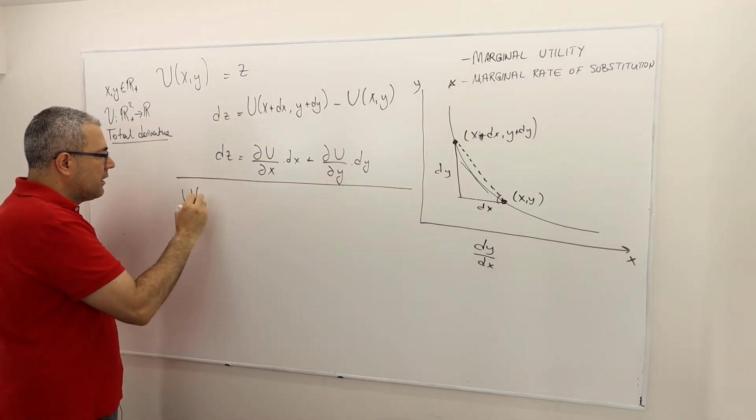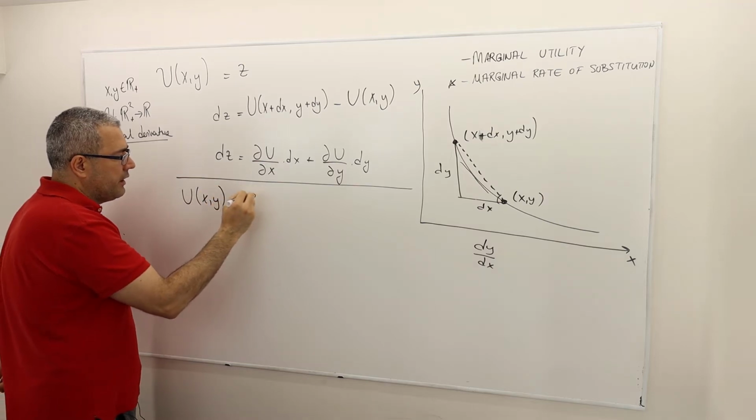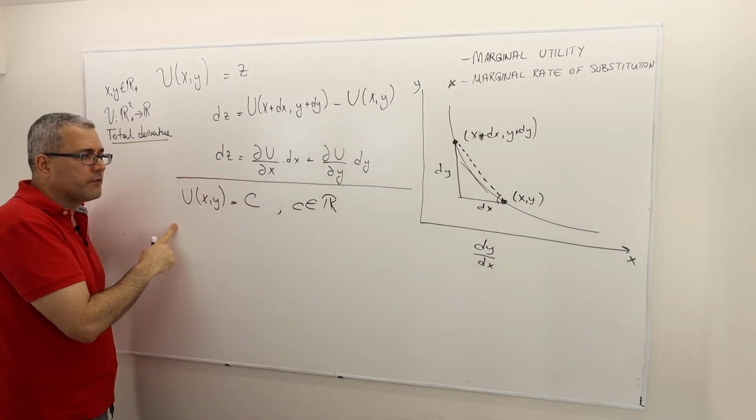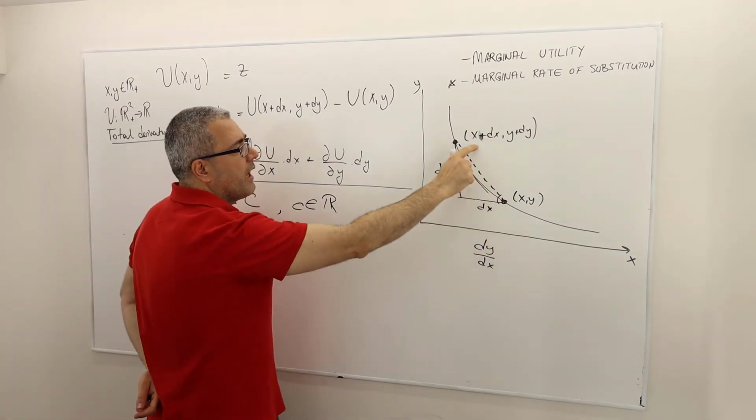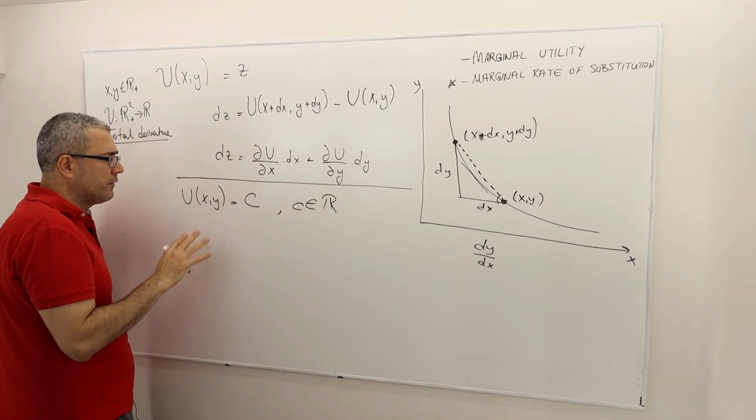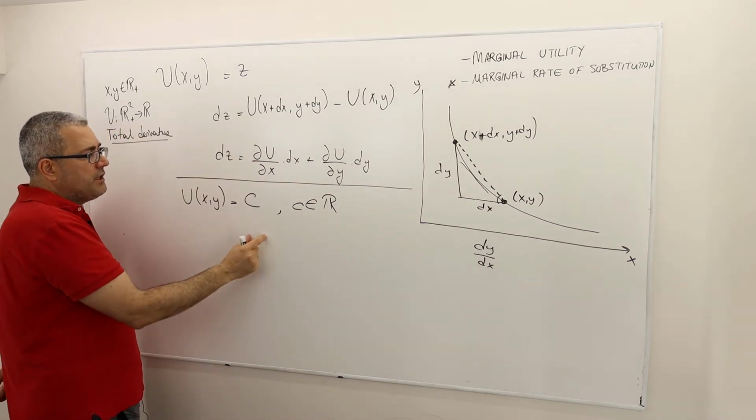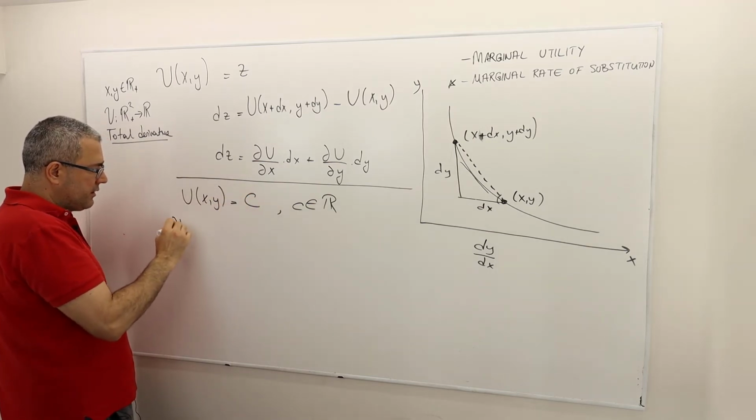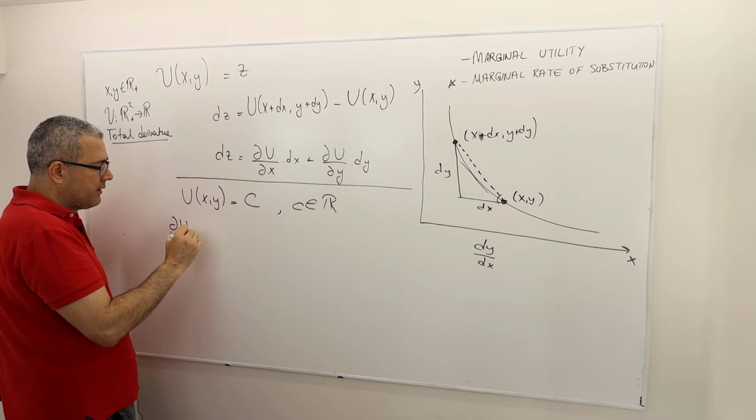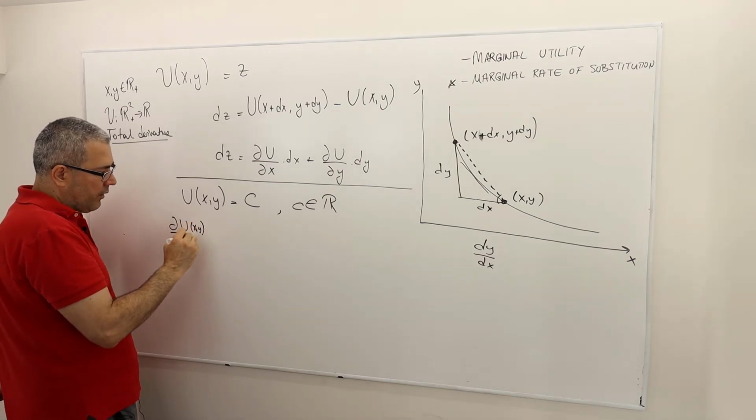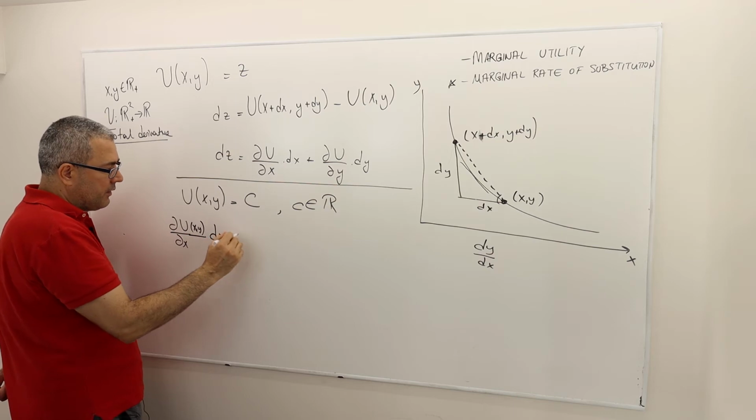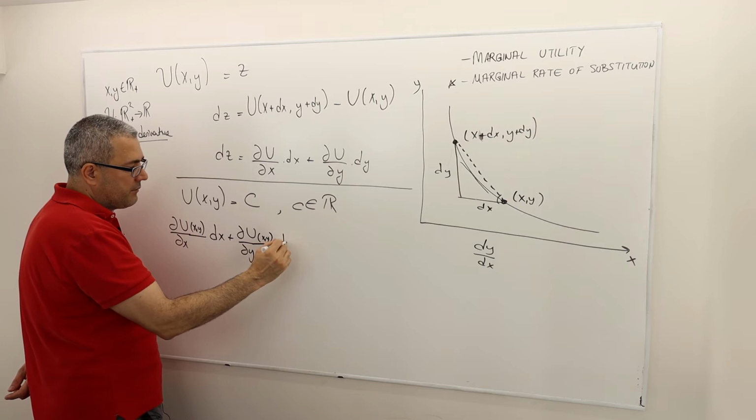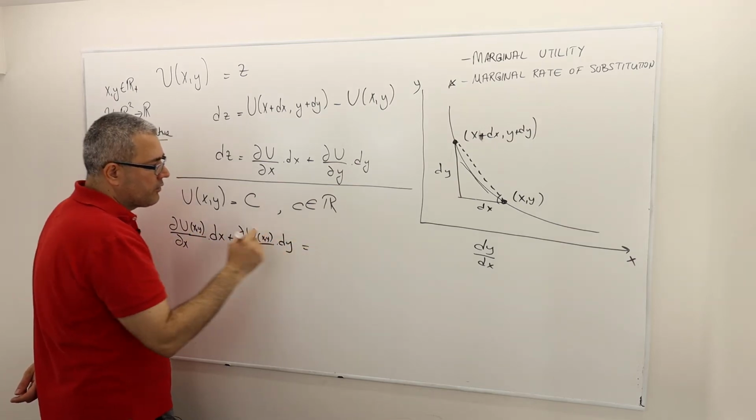I need to start with my utility function equal to some c, where c is a real number. So this is my indifference curve. Remember, I want both the initial point and the final point on the same indifference curve. Very good. So the change in z because of the change in x and y is just del u del x, calculated at the xy point, times dx, plus del u del y, again calculated at the xy point, times dy. So this equals the change in c.